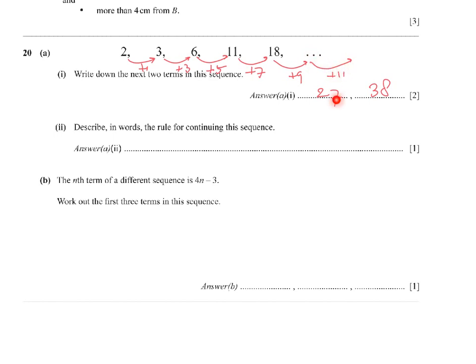Now the next one is plus 11, so 27 plus 11, 38. Describing words, the rule for this particular sequence, well, every time you're adding the next odd number, right? So don't just say add odd number, no, add the next odd number, something like that.